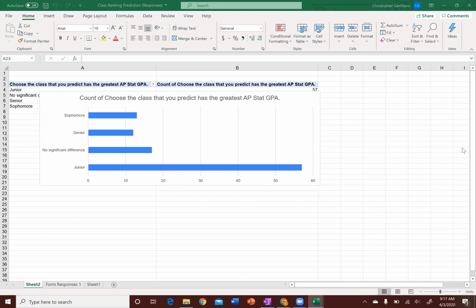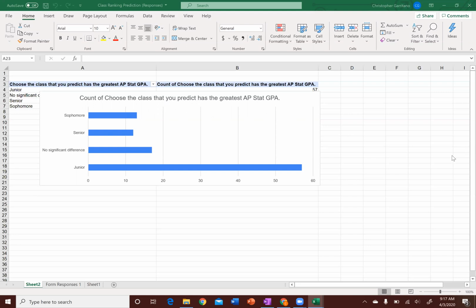Okay, so what you're looking at is the selections for what class you predicted to have the greatest GPA. You can see overwhelmingly people selected juniors. Then in second place was that a lot of you just thought there was no significant difference. And then sophomores and seniors were pretty much equal. They were very close. And so I thought that was the interesting comparison, the sophomores and the seniors. So that's who we're going to compare today.